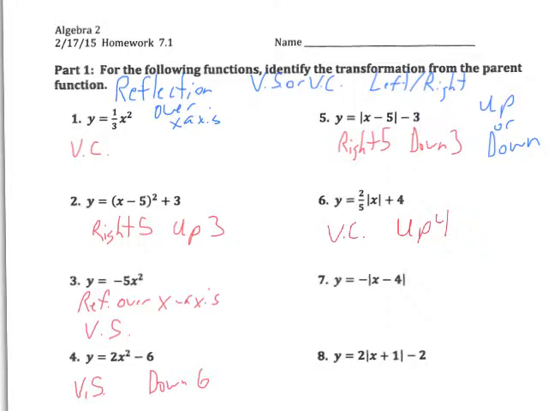Number 7, there's a negative in front, so that's a reflection over the x-axis. And the -4 inside the absolute values causes it to shift right 4. Number 8, the 2 in front causes it to be a vertical stretch. The +1 inside the absolute values causes it to go left 1. And the -2 at the end means that it is down 2, translated down 2.